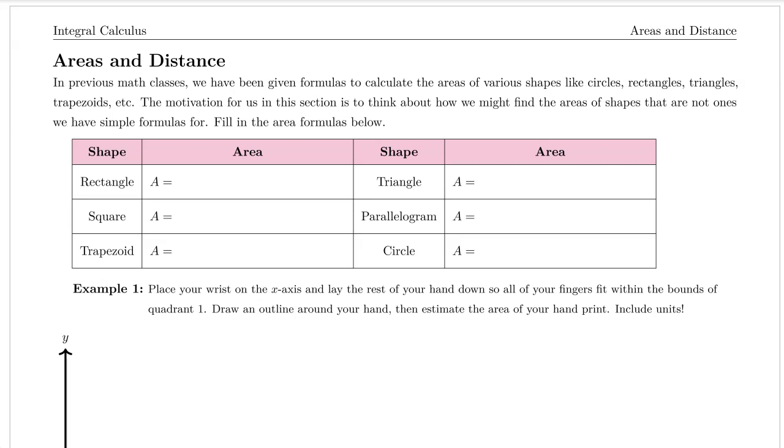So the area of a rectangle is equal to base times height. The area of a square is equal to one of its side lengths squared. The area of a trapezoid is 1/2 base 1 plus base 2 times the height of the trapezoid. The area of a triangle is 1/2 its base times height. The area of a parallelogram is base times height. And then the area of a circle is pi r squared, where r is the radius of the circle.